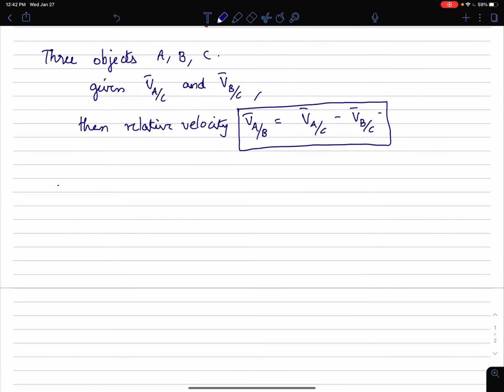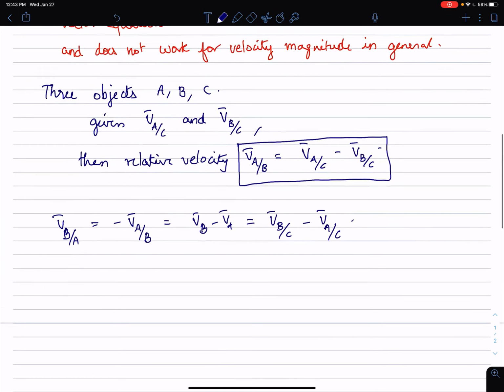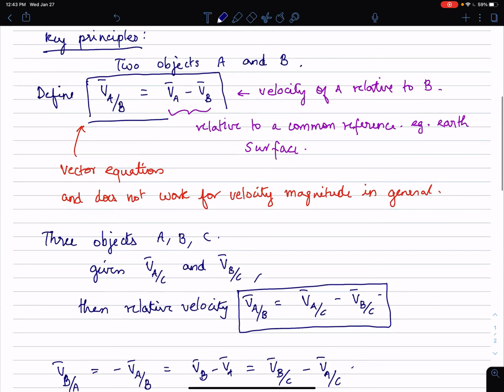Another important equation is, if velocity of B with respect to A, what is that going to be? That is just going to be the negative of velocity A with respect to B. Oops, A with respect to B. So it could be VB minus VA, or when there's a third object, it's going to be VB with respect to C minus VA with respect to C. Okay, so those are all the key equations for relative velocity.